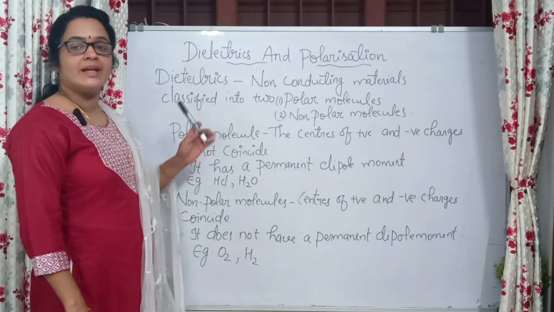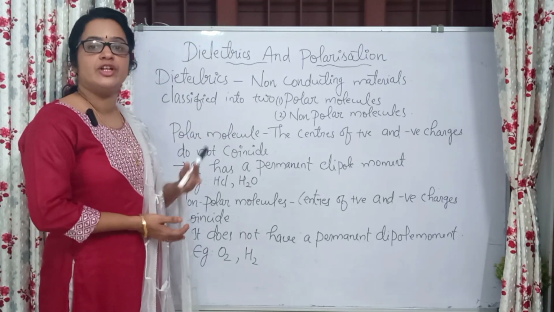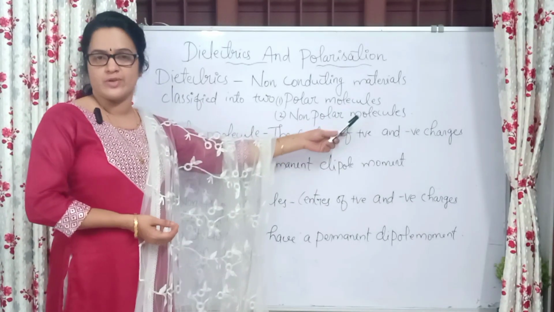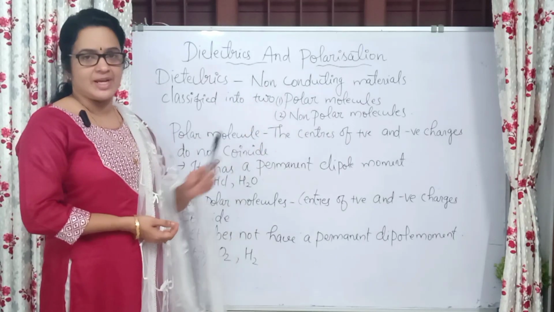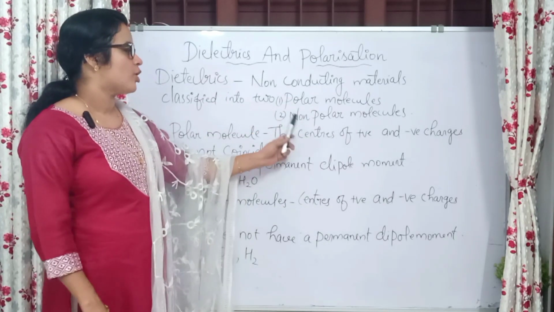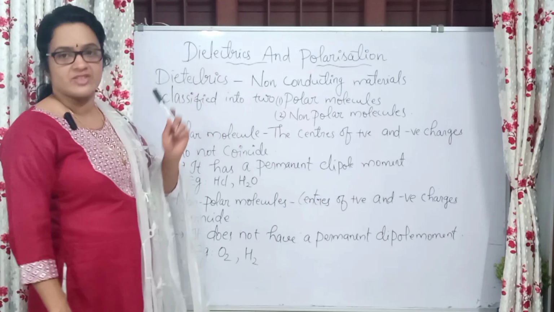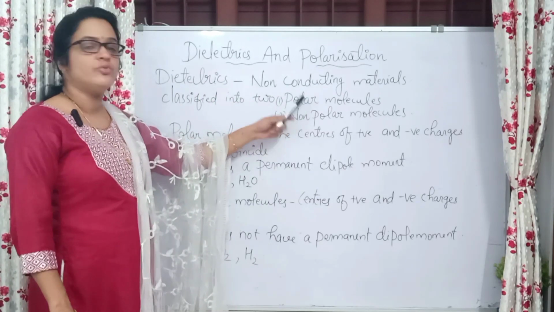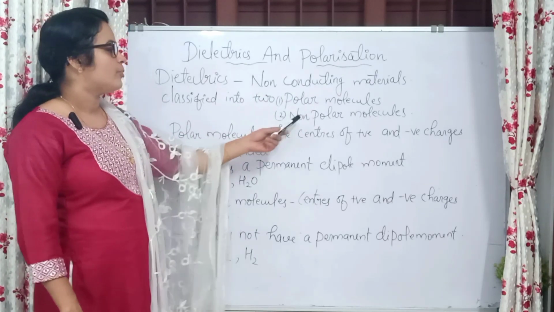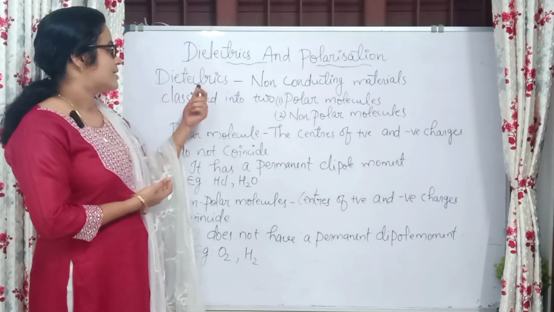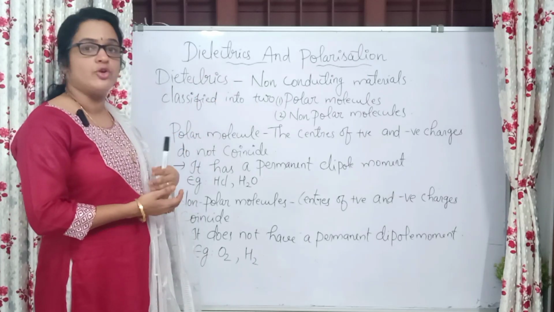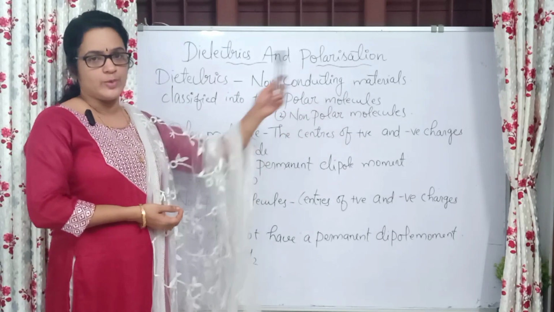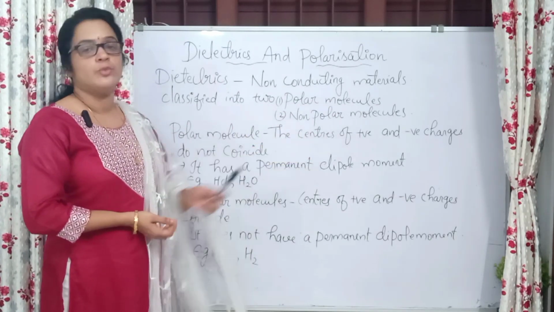Unlike conductors, the dielectrics are classified into two. That means there are polar molecules and non-polar molecules, which we have already discussed in the first chapter, right? So polar molecules and non-polar molecules are two types of dielectrics. One type of dielectric will be made up of polar molecules, and the other type will be made up of non-polar molecules. So we can see what polar molecules are and what non-polar molecules are.